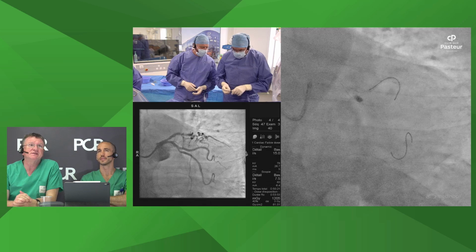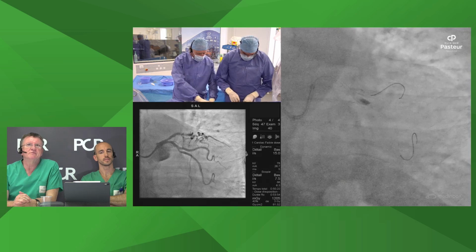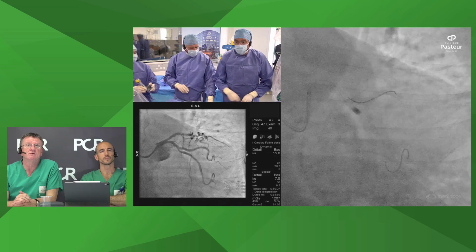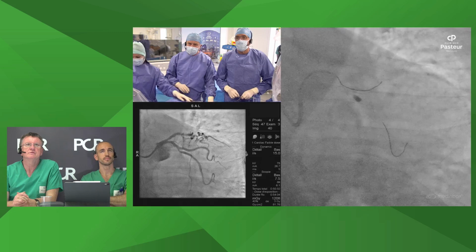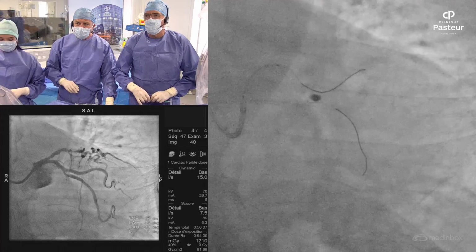You know, an example of great skill in being able to cross those lesions and get those wires into distal positions. I think that will be difficult for anybody. So try again. My God. So difficult. It's a longer stent too.